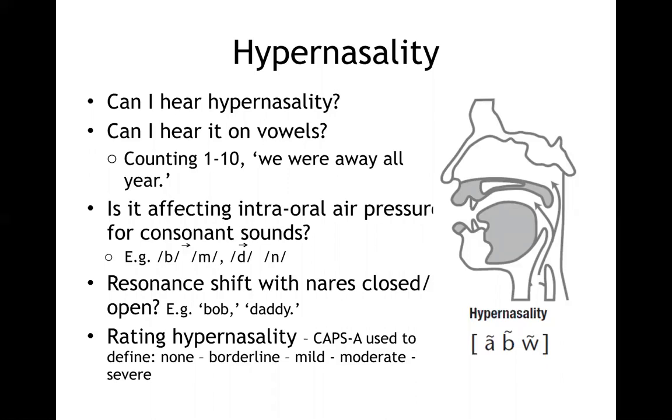So say, for example, you've asked the child to say a word like daddy and it sounds like nanny, and then you hold their nose and you ask them to say it again and it sounds like daddy. Well, then you know that by holding their nose, you have prevented that excess air coming down through their nose. You've enabled the child to produce the sound orally. But if you don't hold their nose, it will go back to sounding hypernasal again. Any questions about any of that?